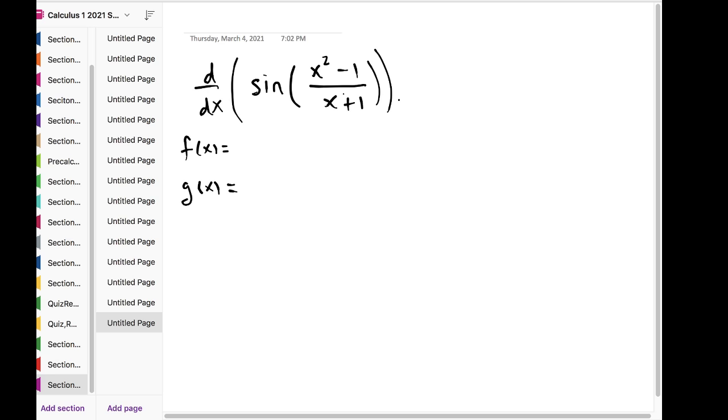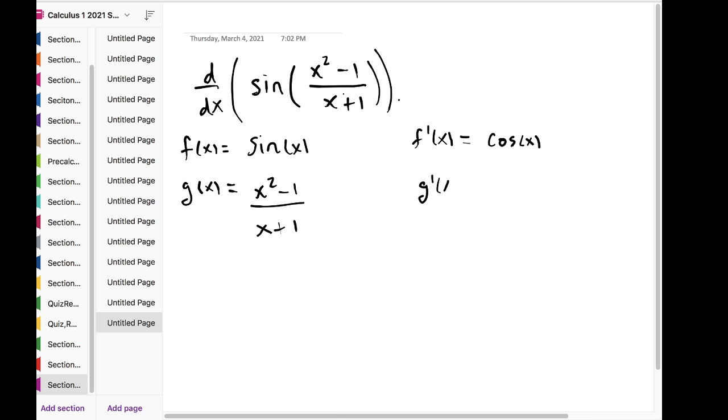Yep, f is sine, and then g is the other one. Okay, and then what's f prime? Yep, cosine. And then what's g prime?